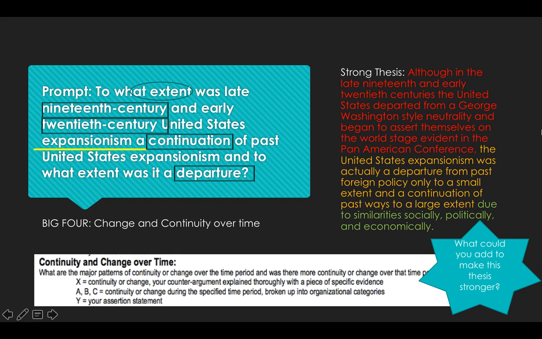Now the question I ask is, what could you add to make this thesis stronger? And to give you a hint, take a look at that bottom, social, political, economic. What do you need to add to this to make it stronger? You need to add details so you have a very clear path as to what you are going to write.